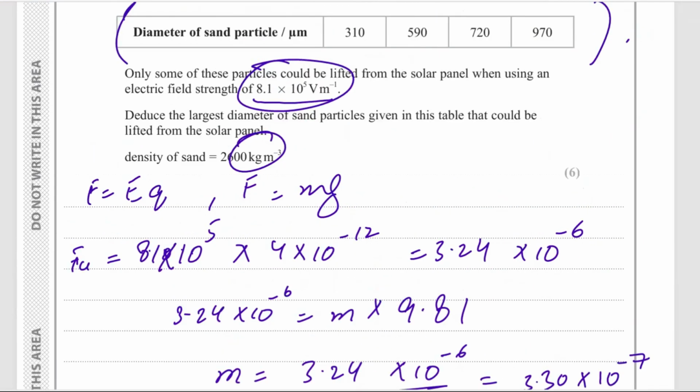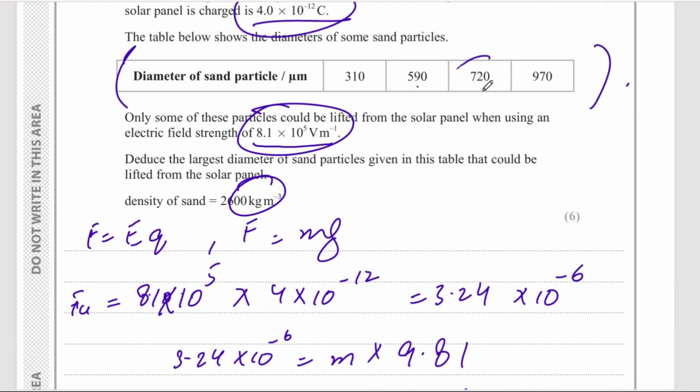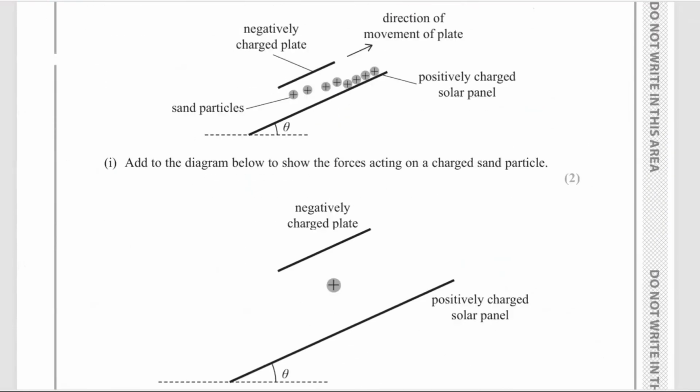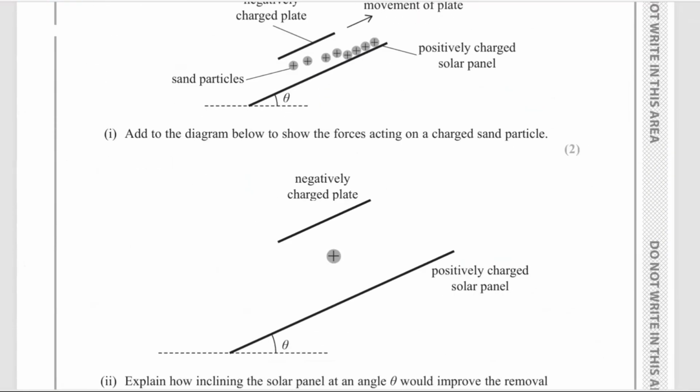Now, if I go back to the table, I've got this 310, I've got this 590, 720, right? I've got something like 624, which is somewhere around 720. So the largest sand particle that can be pulled up is going to be the 721. 970 cannot be pulled up, right? So that is how we're going to do this question.